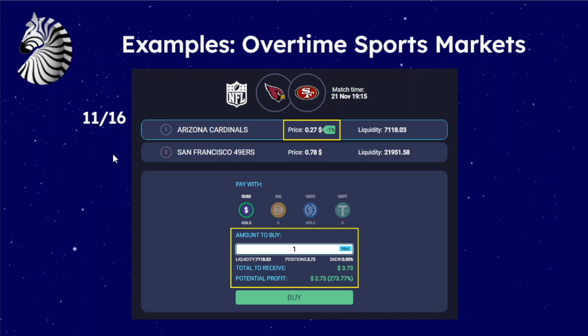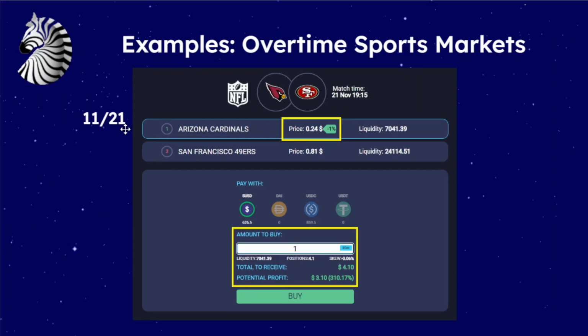But when I came back a few days later on 11/21, things had changed. For whatever reason, I'm not exactly sure. I didn't follow these teams. But over time, it became less likely that Arizona would win. So now prices for positions are even cheaper. And if I bought on 11/21, I could spend $1 and I could get 4.1 positions. You can see here. So if they win, I can come back and claim $4.10, which is a $3.10 profit.